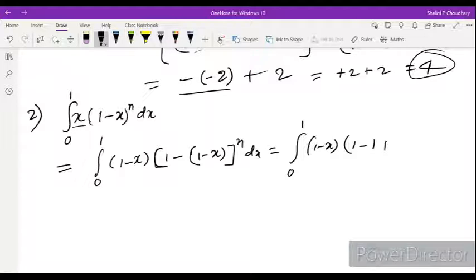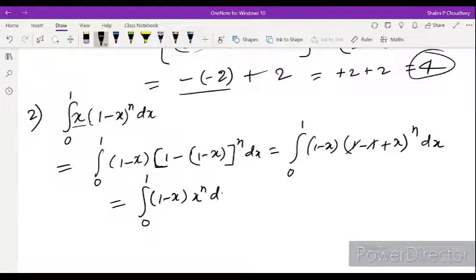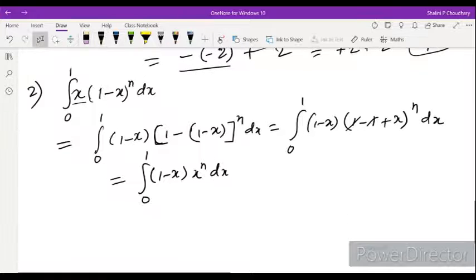So minus minus plus x to the power n dx. So 1 minus 1 will be cancelled. So we'll get 1 minus x into x to the power n dx. Okay. So what value we got? This one. Now what we can do? Multiply, 0 to 1, and 1 into x to the power n will be x to the power n, minus x into x to the power n will be x to the power n plus 1 dx.